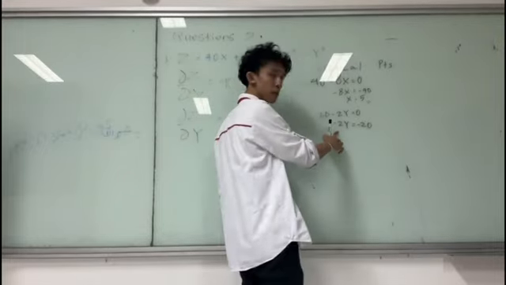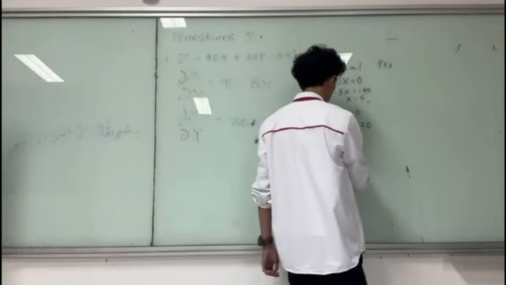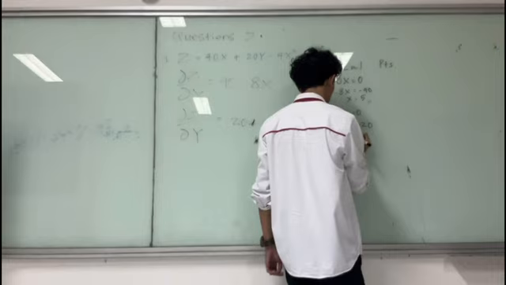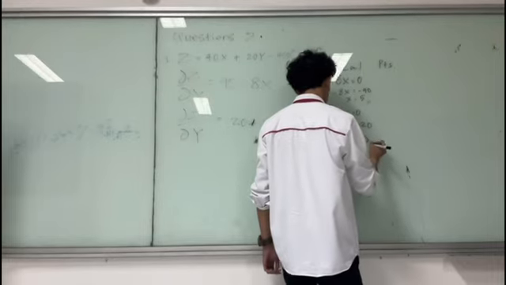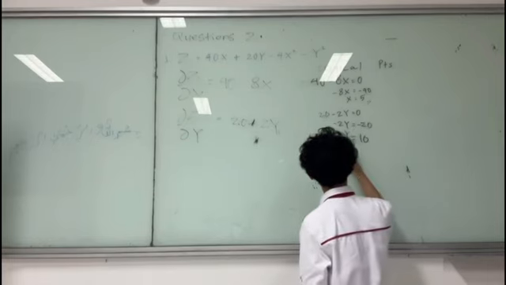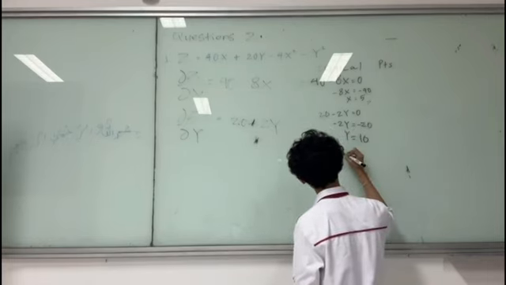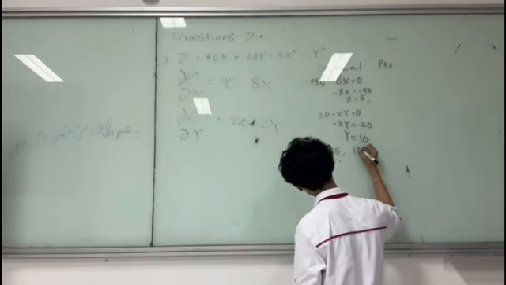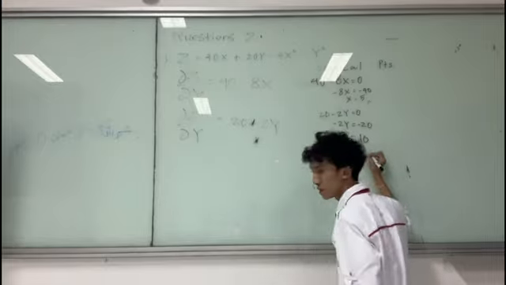Hence, we're going to divide this by negative 2. So we get y equals 10. So now we've got the critical point. We write it as (5, 10). There you go. That's the critical point.